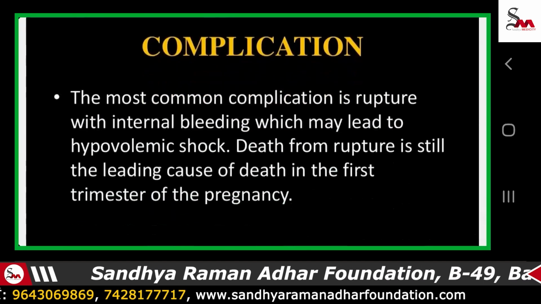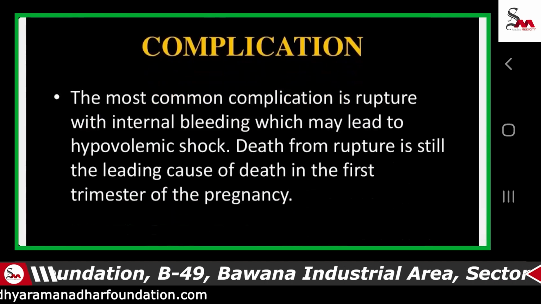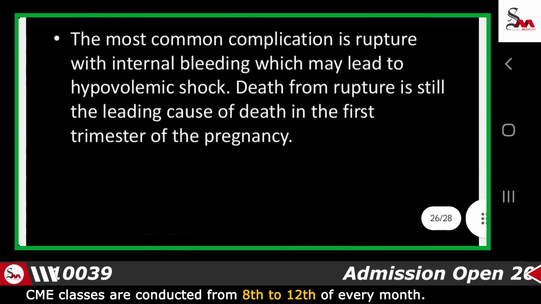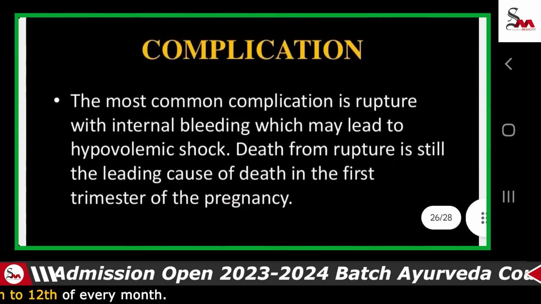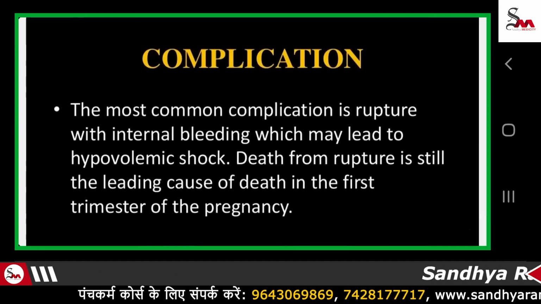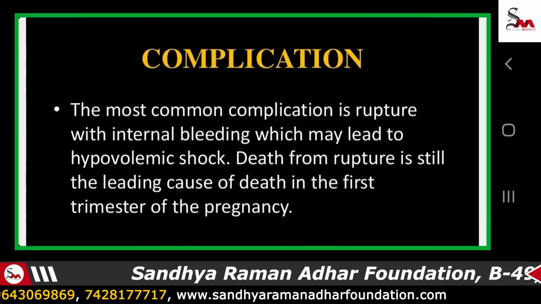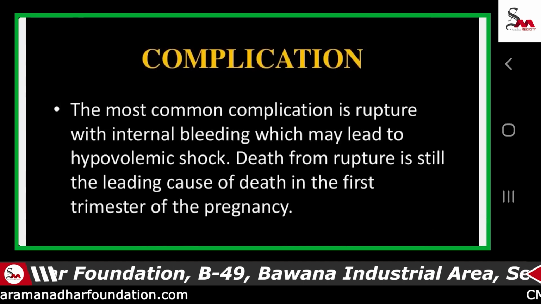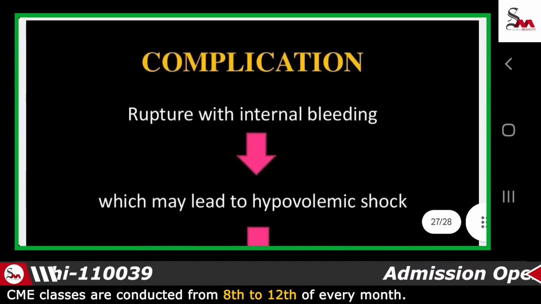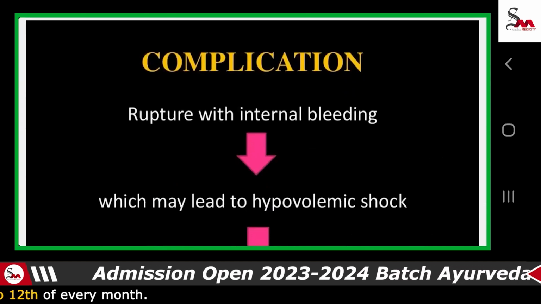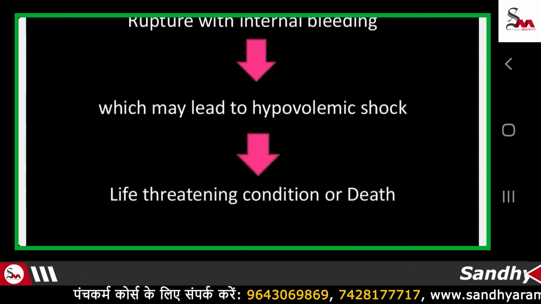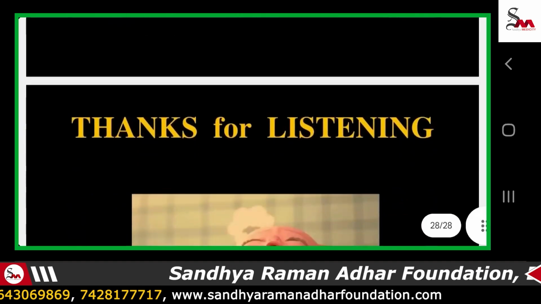Now about the complication, the most common complication is the rupture with internal bleeding, which may lead to hypovolemic shock. And death from the rupture is still the leading cause of death in the first trimester of pregnancy. As we discussed earlier, the rupture is critical, and that may lead to severe bleeding and result in hypovolemic shock, and that results in death. And it is one of the common causes of death in the first trimester of pregnancy due to the tubal pregnancy rupture. As we discussed in short about the complication through this flow chart, rupture with internal bleeding leads to hypovolemic shock, and this is the life-threatening condition or death.